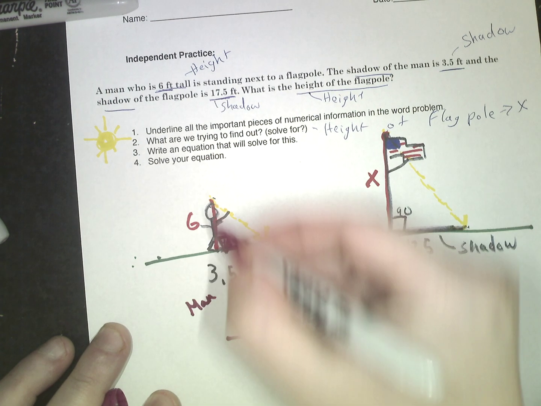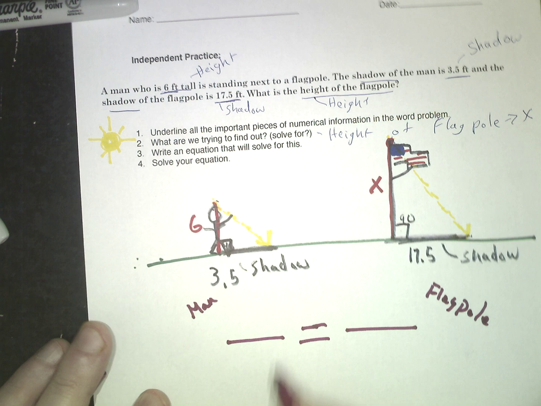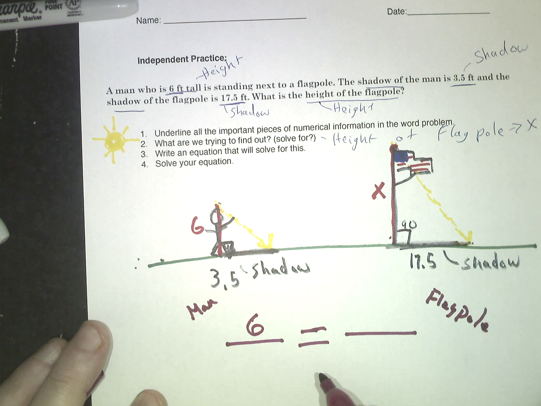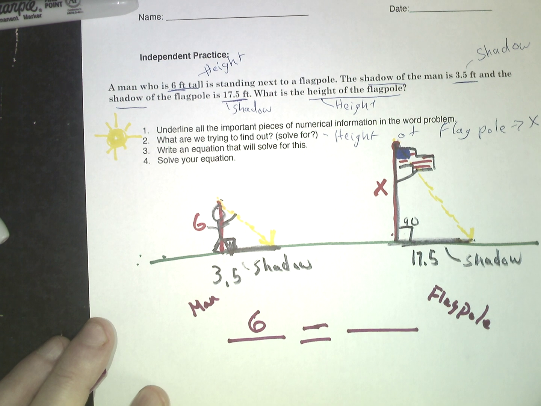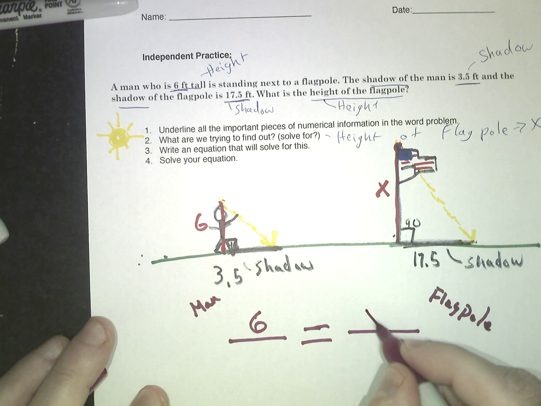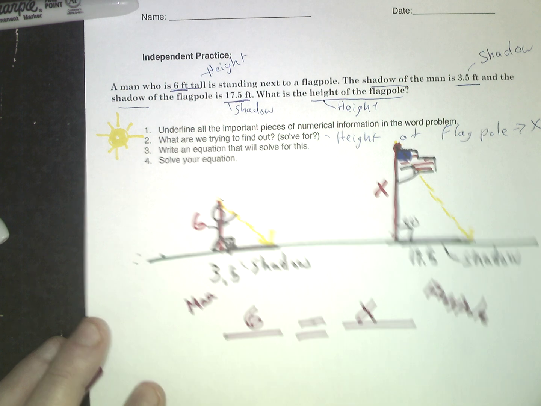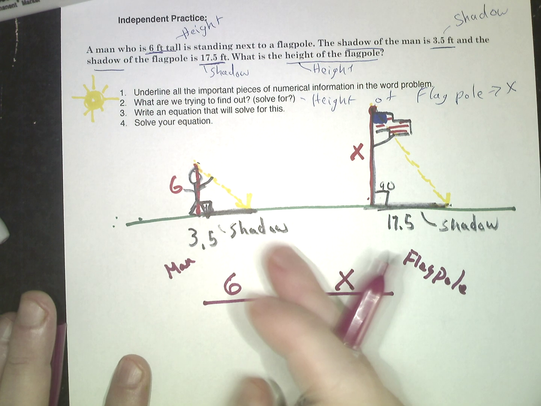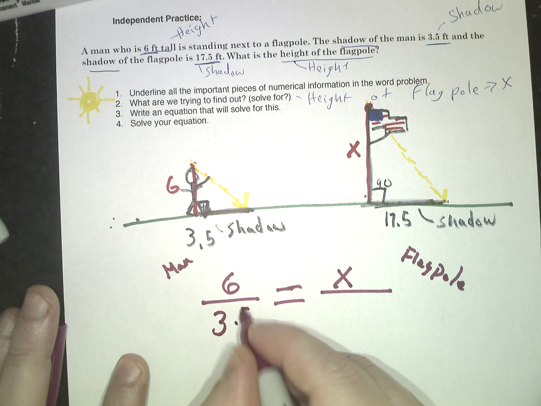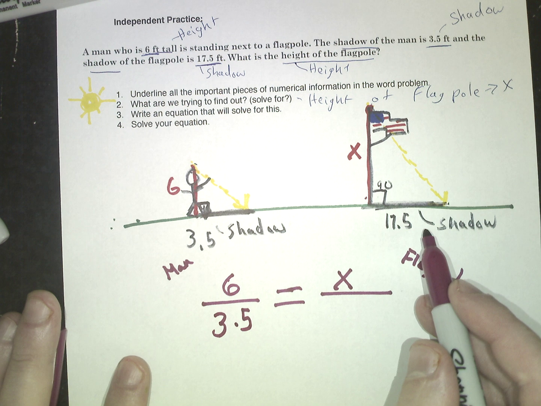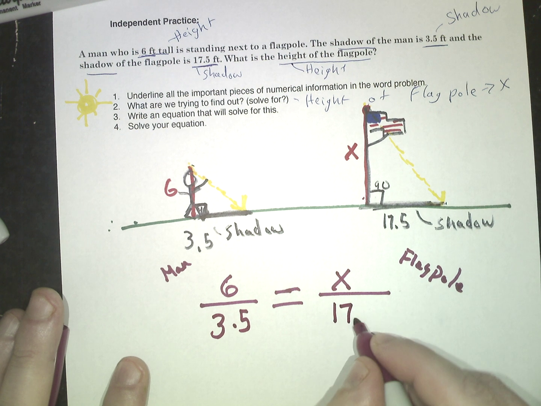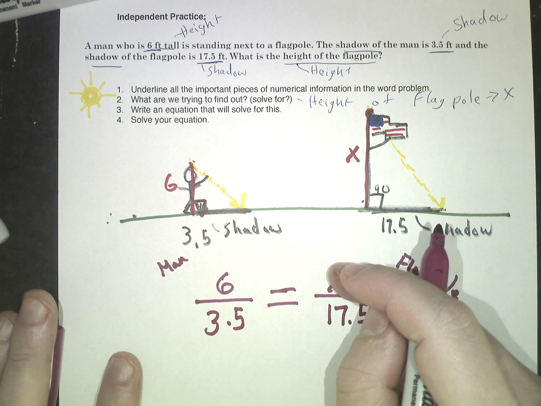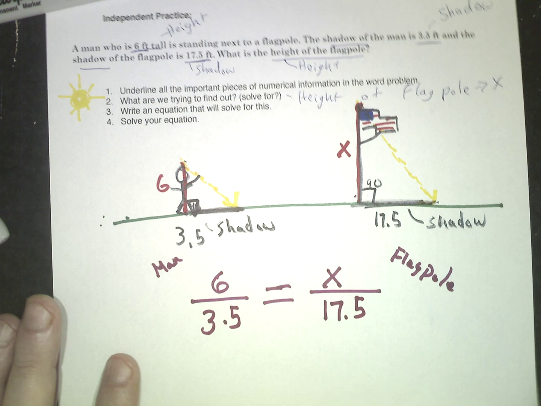On top here, the height of the man is 6. The height of my flagpole is, I don't know. So both of these top things are going to measure the height, so I keep the height being x because I honestly don't know. Now my next thing is the shadow. Since it's the man's side, the man's shadow is 3.5, and since this is the flagpole side, I keep the shadows on the bottom, the heights on the top, man on the left, flagpole on the right.